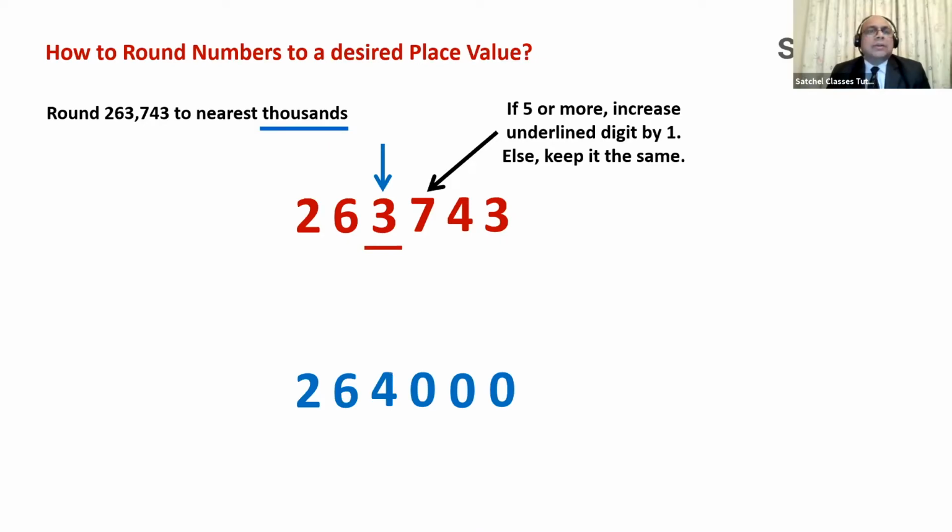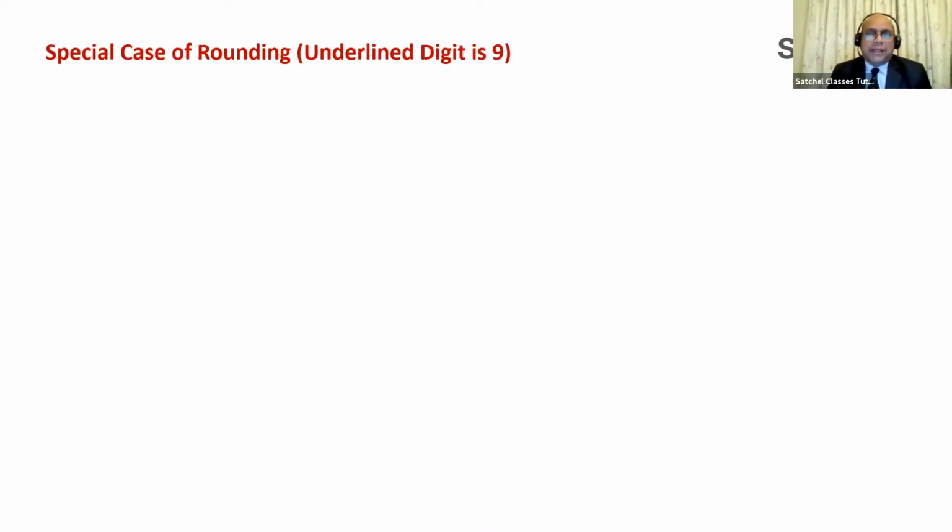So 263,743 rounded to nearest thousands is 264,000, as you can see. If you follow the rules meticulously, as I said, you'll never go wrong. This is a very interesting method of doing it. Now let's take some special cases of rounding. What if the underlying digit is 9 and the number following that underlying digit is more than 5? Let's take that case.